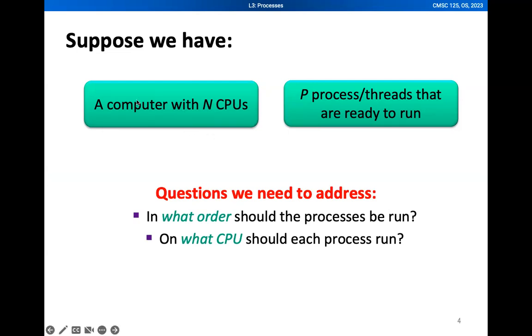Suppose we have a multi-core CPU, or a computer with n CPUs, and assuming also that we have several processes or threads that are ready to run. So now the question would be this one: in what order should the processes or threads be run, and on what CPU should each process run? The first question already talks about scheduling, right? The scheduling, which process should be run first. And the second question refers to the allocation, to which CPU the process should run.